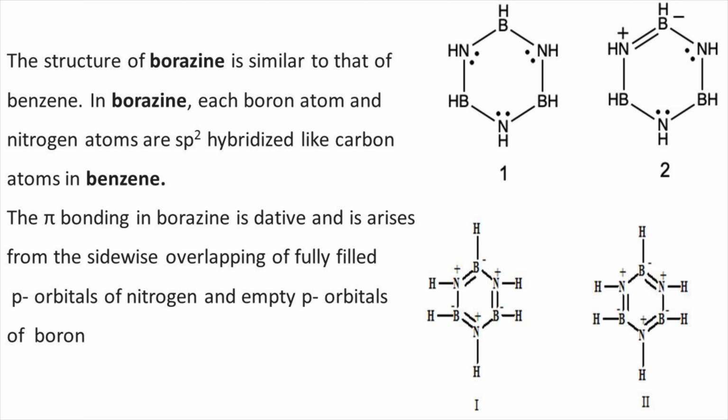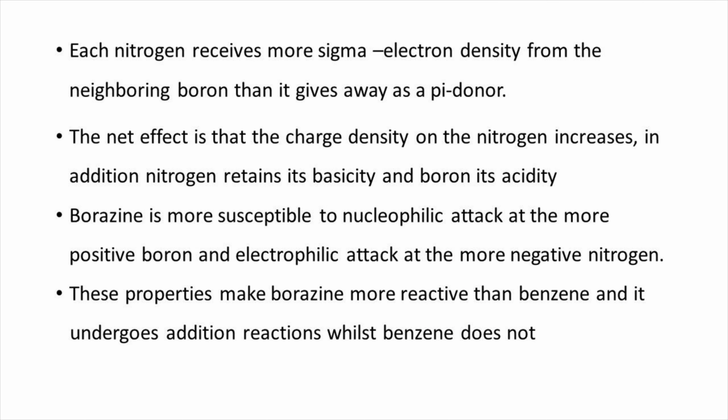But in the case of benzene, the pi bond is formed by the overlapping of singly occupied p orbitals of carbon atoms. We know nitrogen is more electronegative than boron, so each nitrogen receives more sigma electron density from the neighboring boron than it gives away as a pi donor. The net effect is that the charge density on the nitrogen increases.